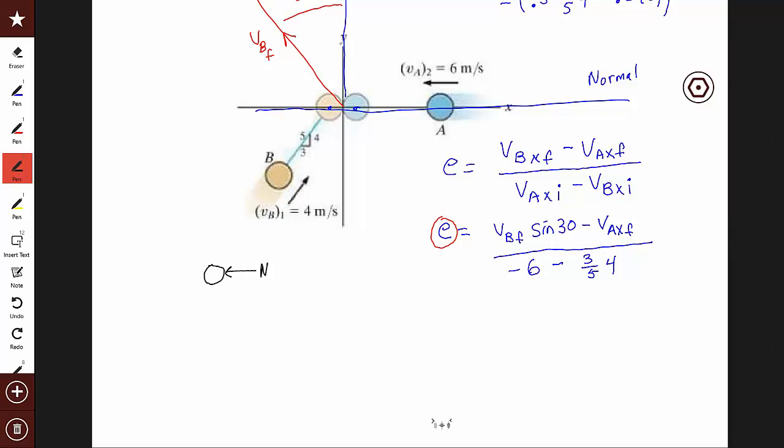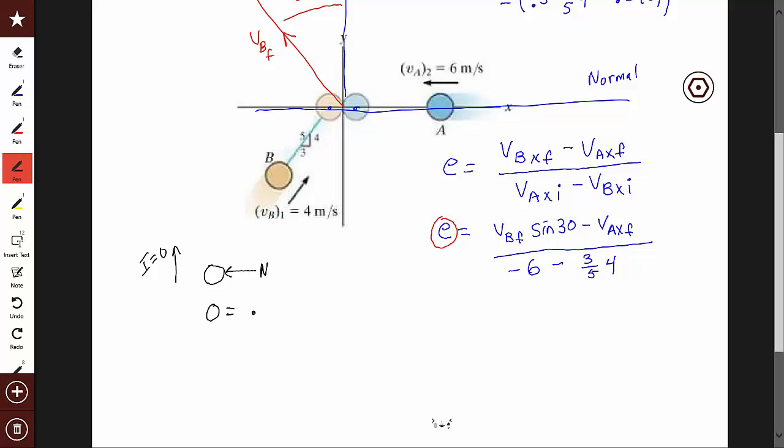But it's only in the x direction. So if you look at impulse in the y direction, there's no impulse. So the impulse is equal to 0 in that direction. Well, if there's no impulse in the y direction on body B, you can apply impulse and momentum. So what you can do is say the impulse for body B, 0, is equal to final momentum in the y direction minus initial momentum in the y direction.